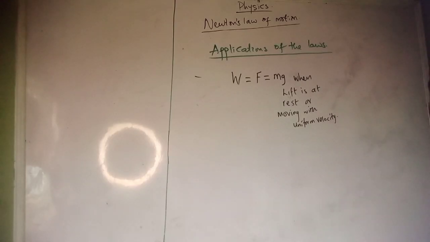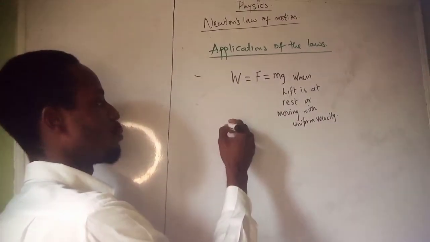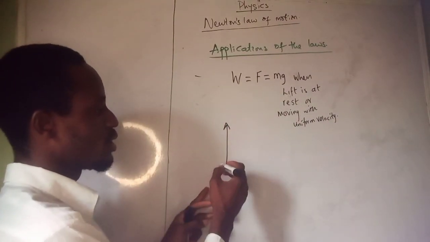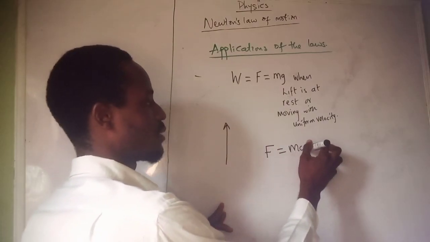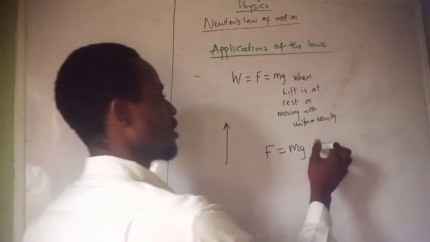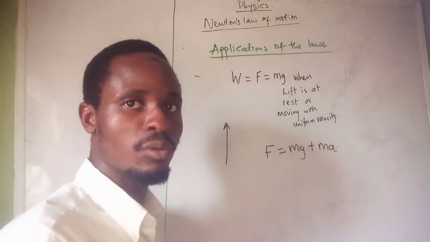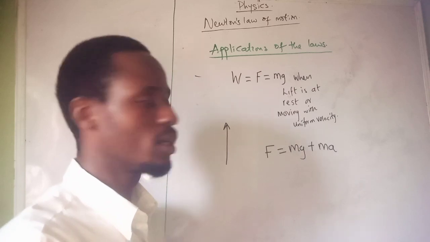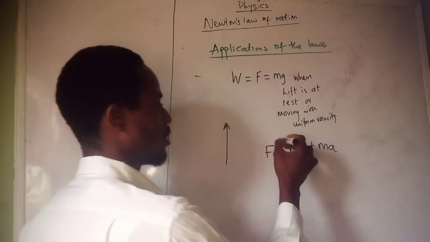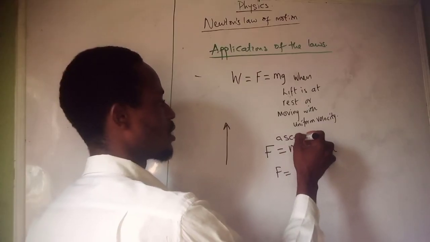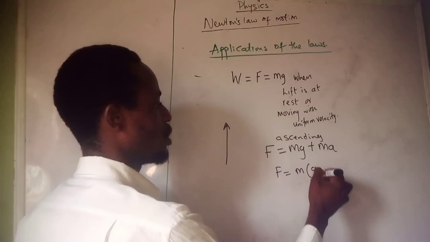Now, if the lift is moving upward, you are going to see that the total weight of the body will be the mass times gravity, mass of the body times gravity, plus mass of the body times the acceleration the lift takes to move upward. So which means when the lift is moving upward, that is ascending, you are going to be having m into g plus a.